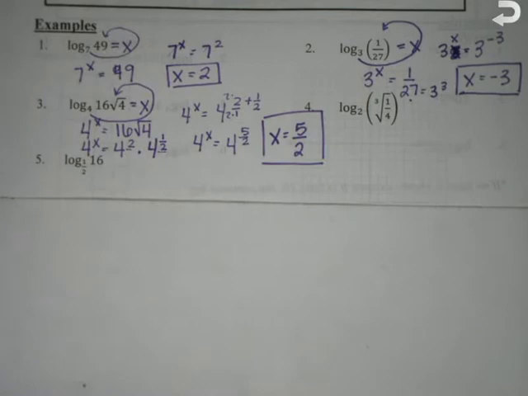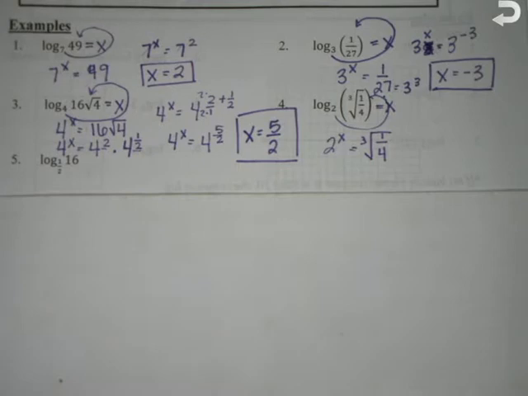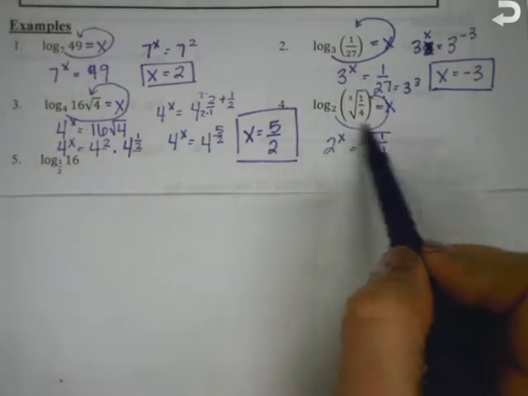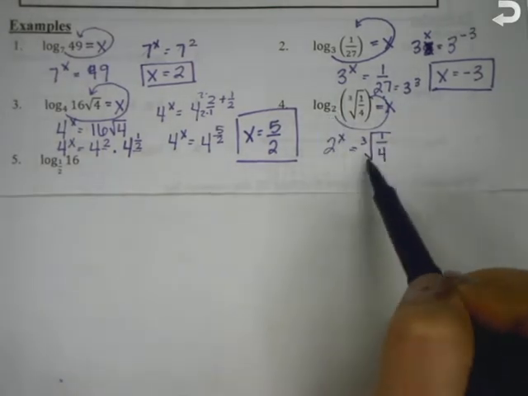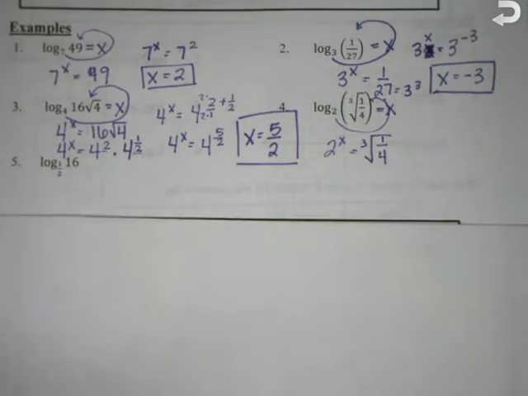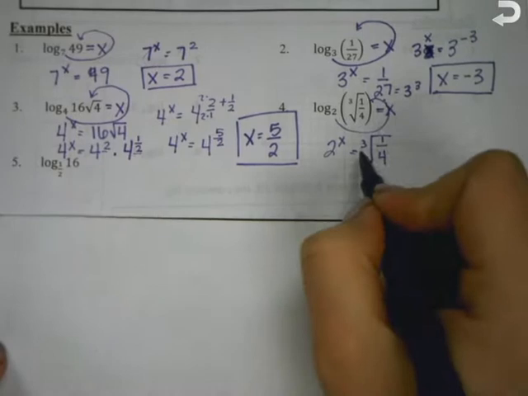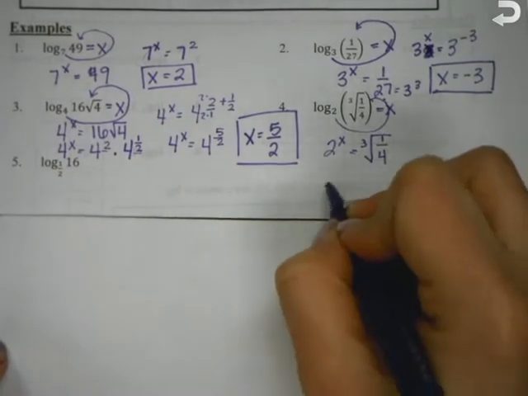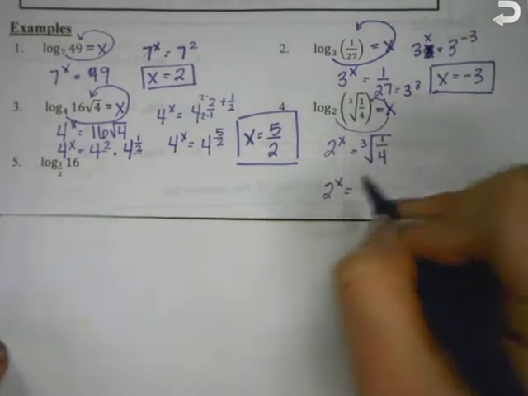Alright, so we have 2 to the x equals cube root of 1/4. So let's first rewrite this so it's an exponent. If I'm taking a cube root, the exponent is what? 1 over 3. Because a root is a fraction exponent. So this is the same as 2 to the x equals 1/4 to the 1/3.